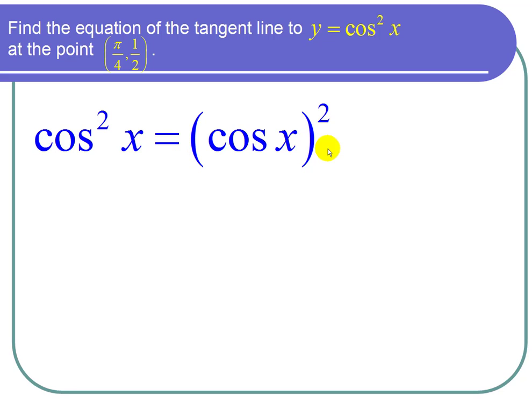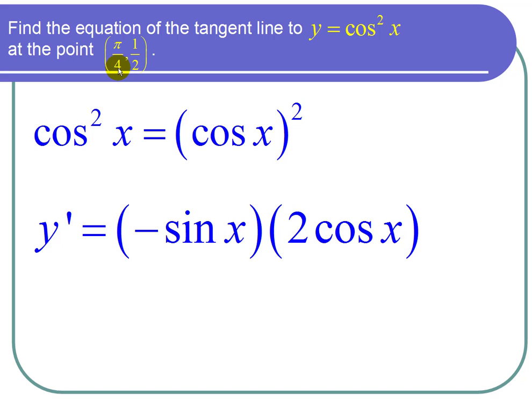The derivative of the inside, the derivative of the cosine of x, is negative the sine of x. And the derivative of the square function is 2 times what's inside. So I get my derivative is negative the sine of x times 2 times cosine of x. We can rewrite this as negative 2 times sine of x cosine of x.